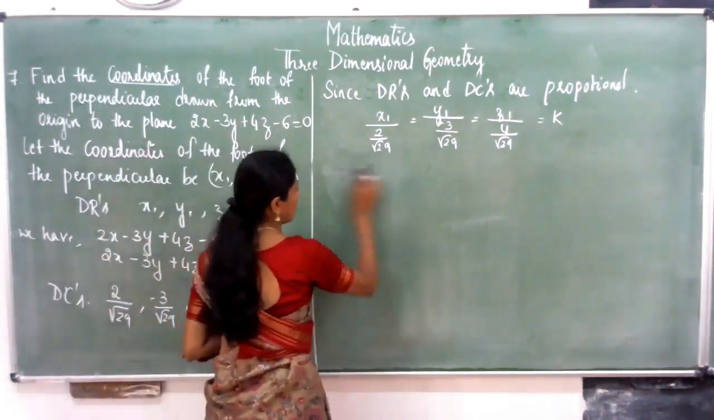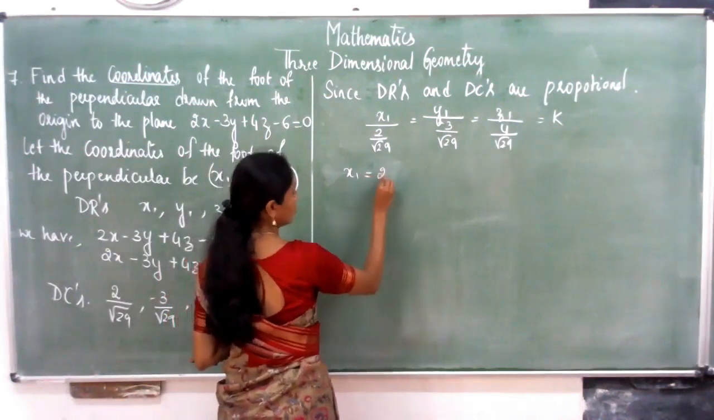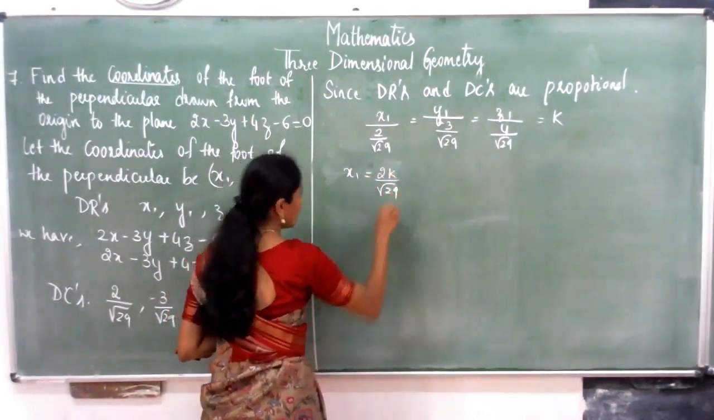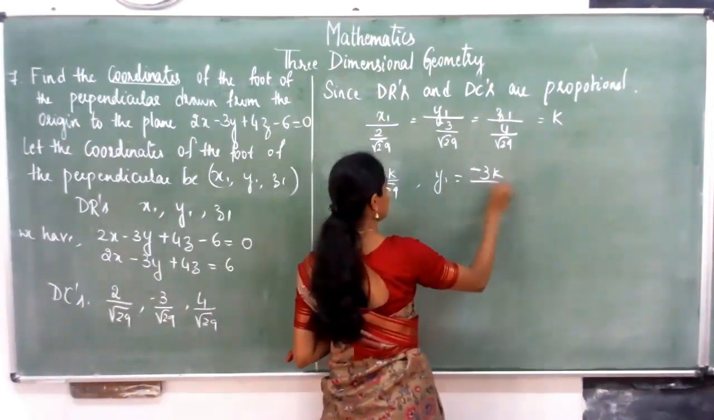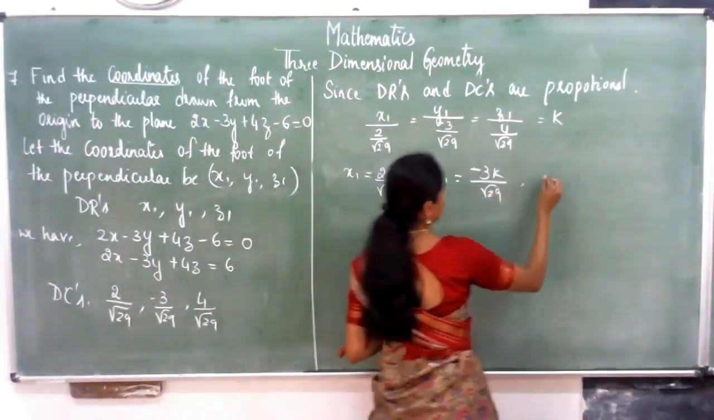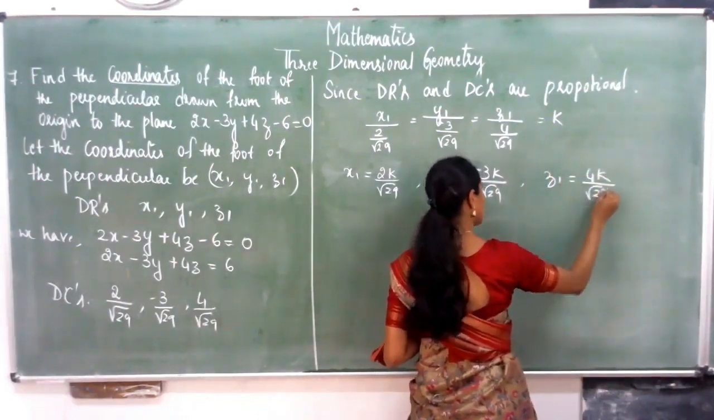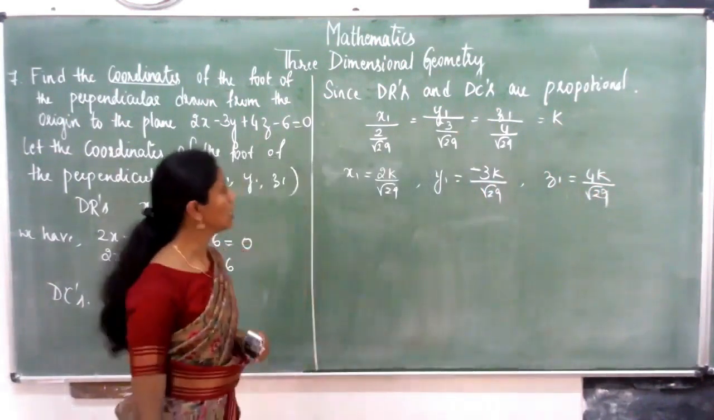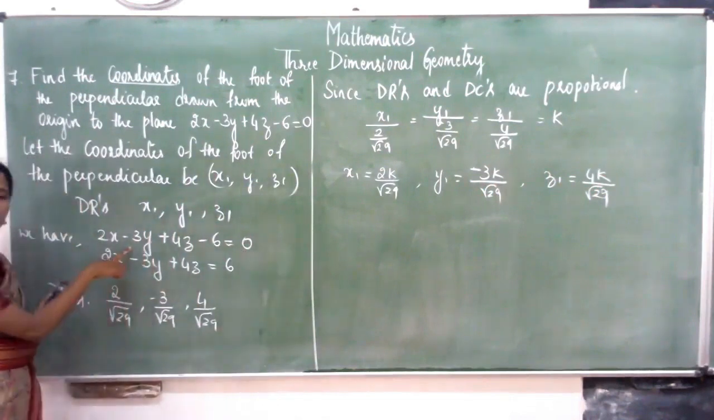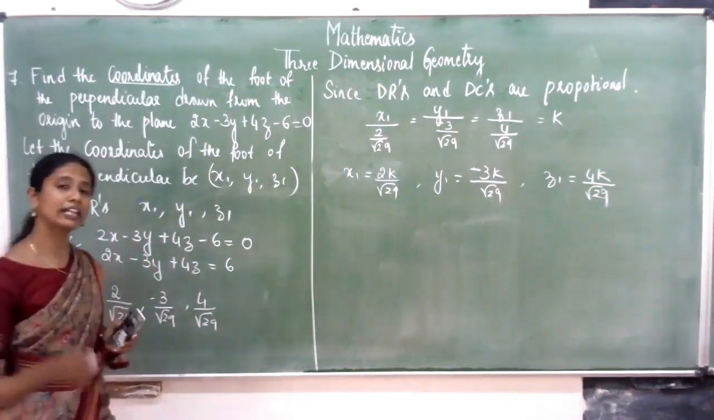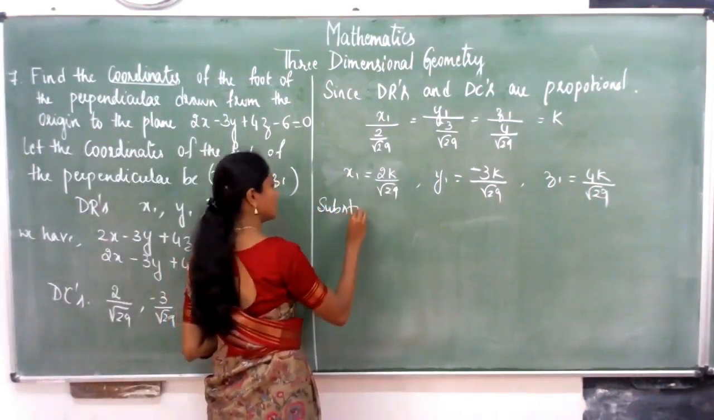Now I hope you have understood, so I can write it directly. x1 will be equal to 2k by root 29. Next, y1 will be equal to minus 3k by root 29. And z1 is equal to 4k by root 29. Now, I am going to substitute these values in the equation of the plane and hence get the value of k.